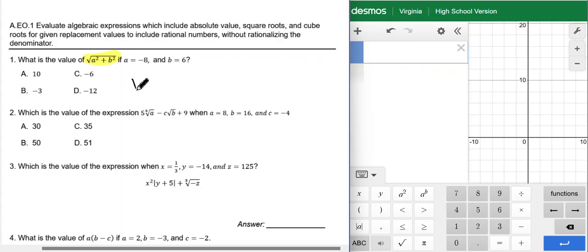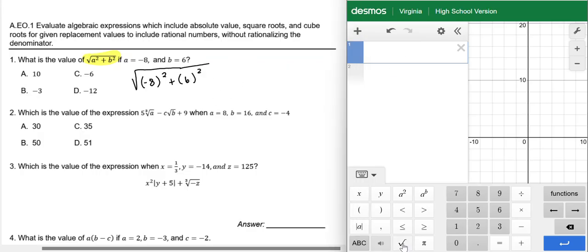So to set this up, we're going to do square root. We're going to copy everything except for my variables. Instead of writing a squared, I will say parentheses squared, and then same thing here, parentheses squared. And inside of my parentheses, I will go ahead and plug in my numbers. So for a squared, which is -8, that's -8 squared plus 6 squared. Once I have this, we can just go ahead and put this in Desmos.